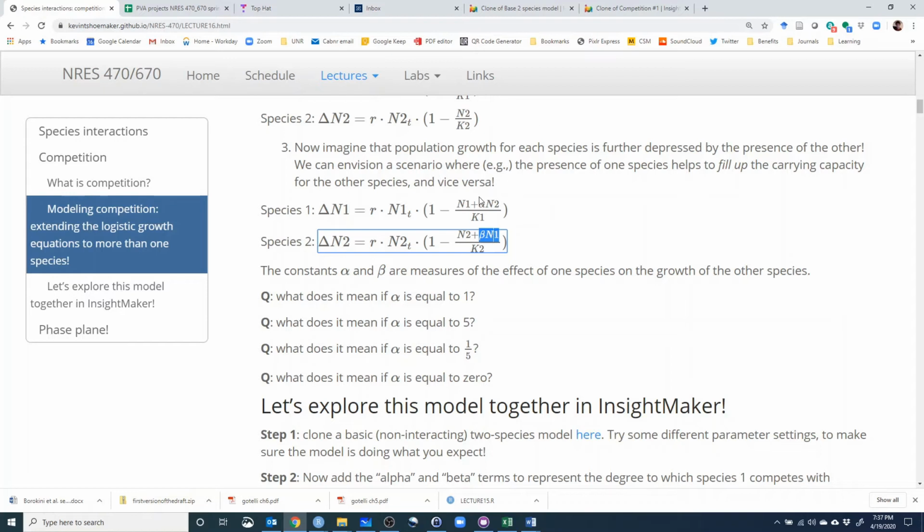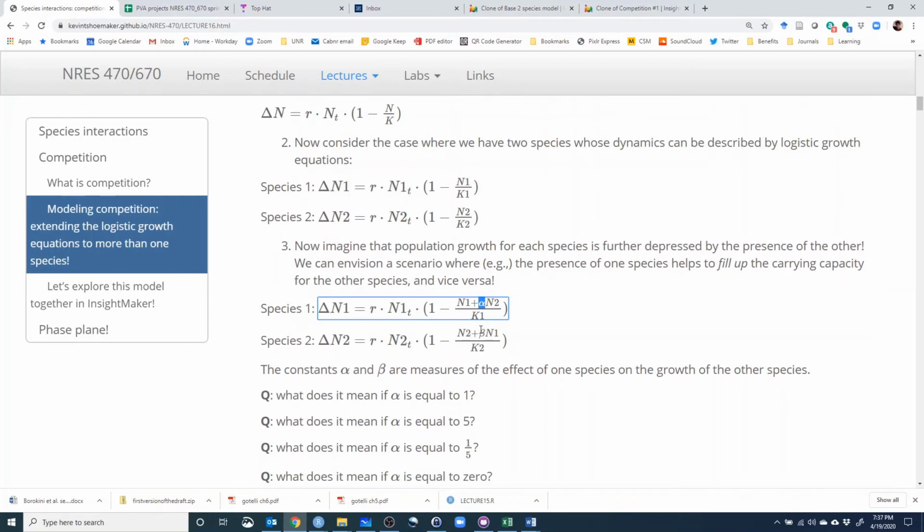All right, so this is the alpha term. Alpha is the degree to which individuals of species 2 use up the carrying capacity for species 1, right? So if alpha is 0, then this model just reduces to the standard logistic growth equation, and there is no competition because species 2 does not use up any carrying capacity for species 1. So there's no competition coefficient, no competition, all right?